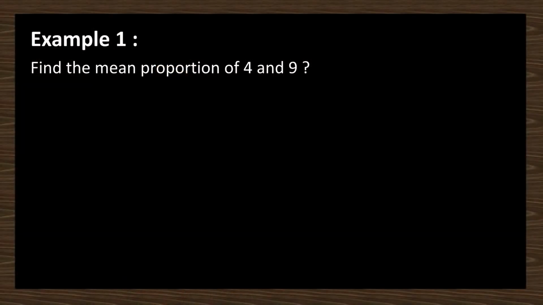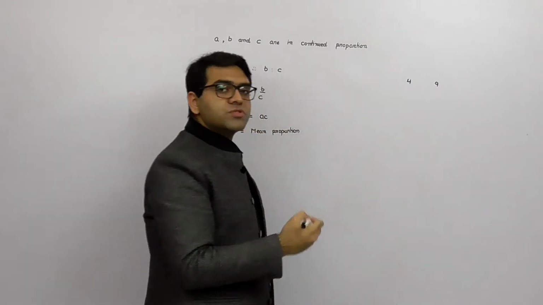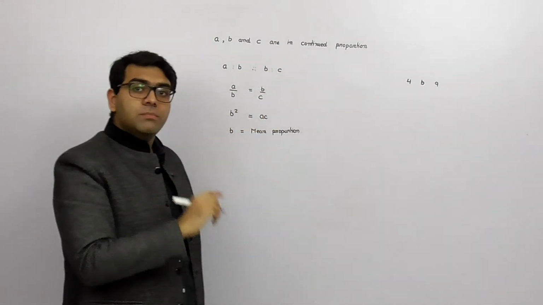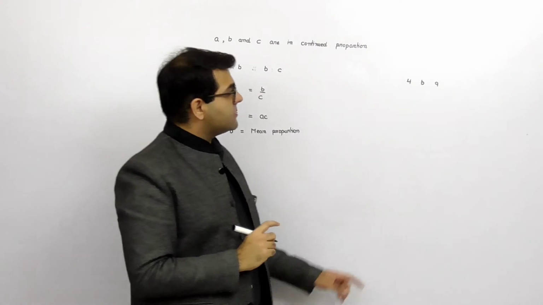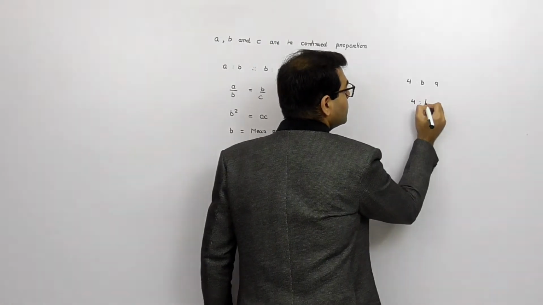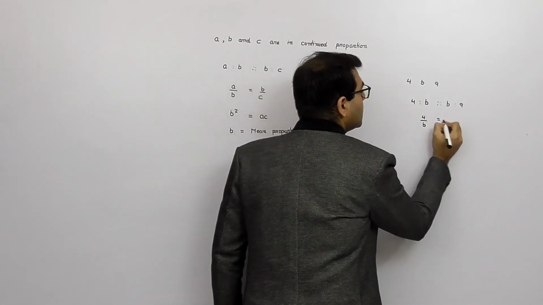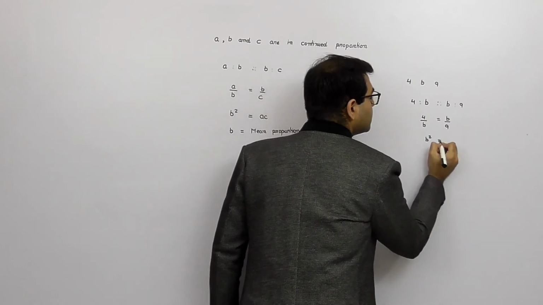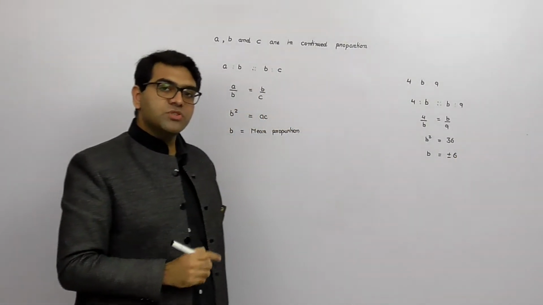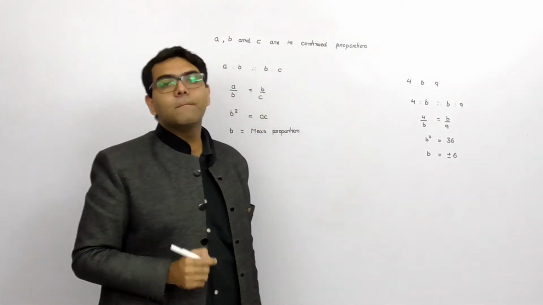Find the mean proportional of 4 and 9. In this question, I am given two numbers, 4 and 9, and I am supposed to find their mean proportional. Let us say B represents their mean proportional. Now, when B represents their mean proportional, the next thing I say is that 4, B and 9 are in continued proportion. What it really means is that 4 ratio B is equivalent to B ratio 9, or perhaps 4 by B equals B by 9, which implies B square is equal to 36 and B ends up becoming plus minus 6. So what is the mean proportional of 4 and 9? It is either plus 6 or minus 6.